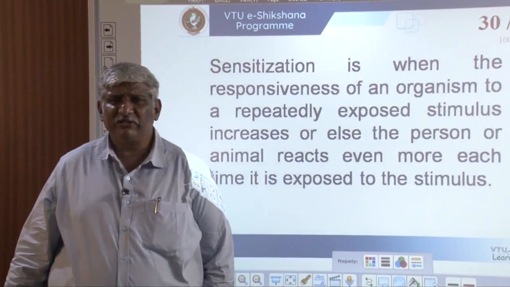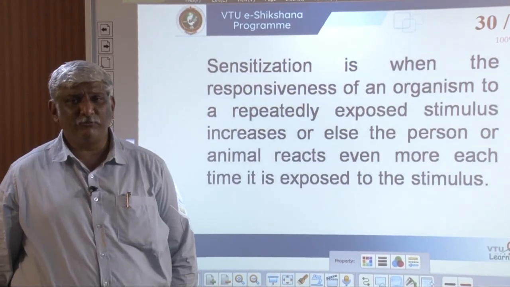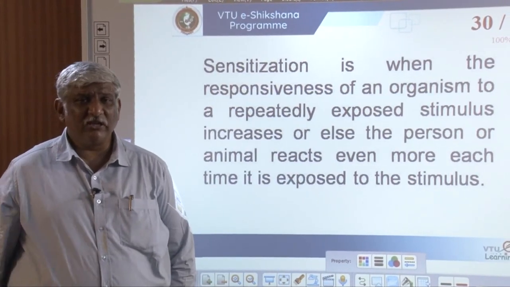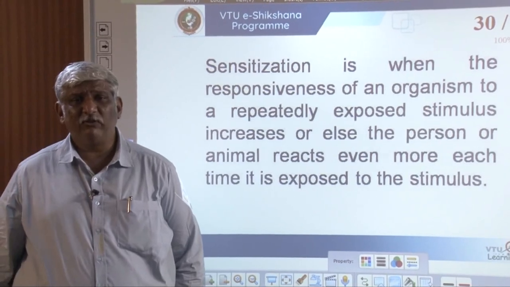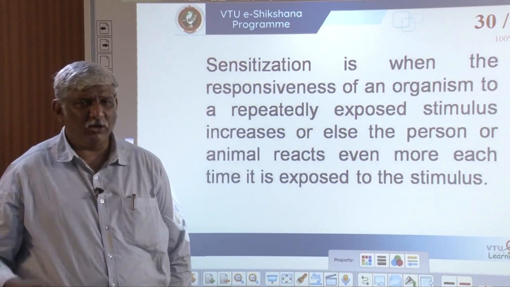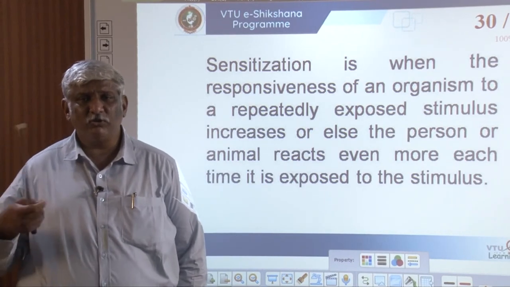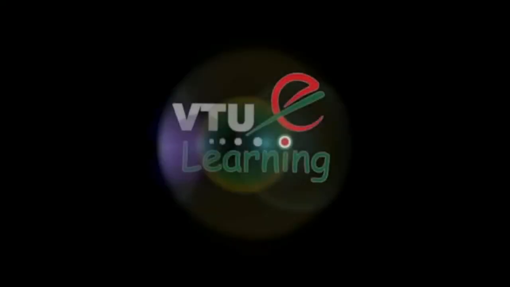The next one is, of course, sensitization, which is when the responsiveness of an organism to a repeatedly exposed stimulus increases, or else the person or animal reacts even more each time it's exposed to the stimulus. Of course, it's the opposite of the previous case. So it will get more sensitive whenever it is given some stimulus, right?